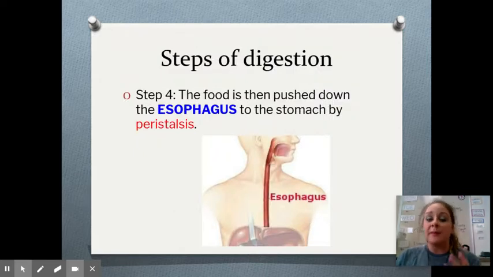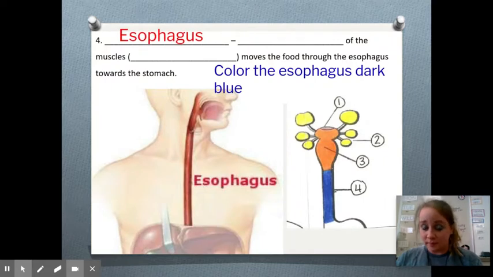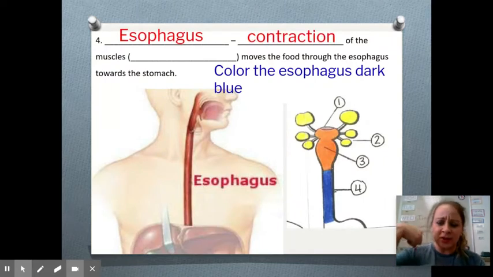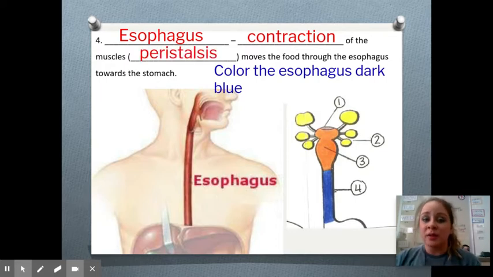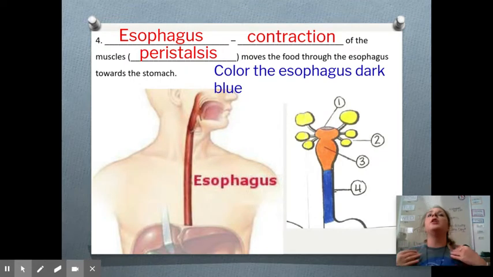Okay, step 4, the esophagus, and it contracts. So, when you flex your muscles, you're contracting your muscles. When you pick up something heavy, you're contracting your muscles. So when you're eating and you swallow, that is your way of contracting that muscle. Okay, that is the name of the muscle. It moves the food through the esophagus towards your stomach. So when you swallow, your food moves into your stomach.